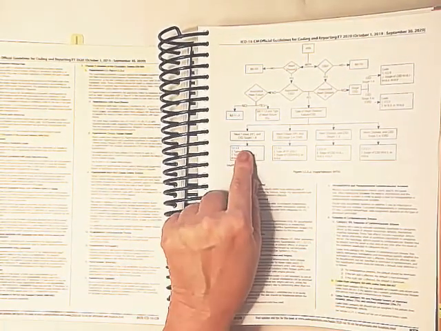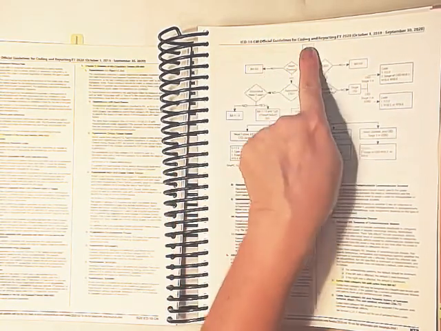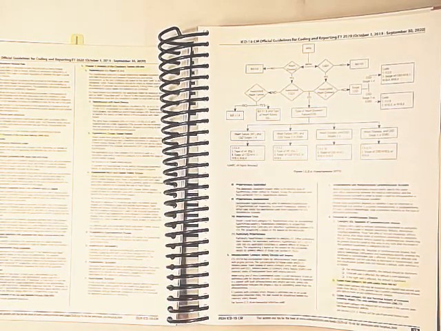This happens to be a great decision tree. It goes over everything I just told you. You start with your hypertension up here, and then you just follow it down and answer your questions accordingly. It is very, very good.